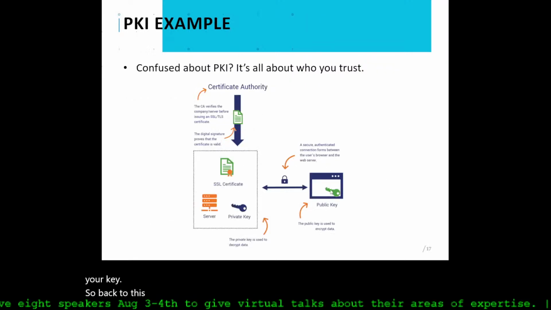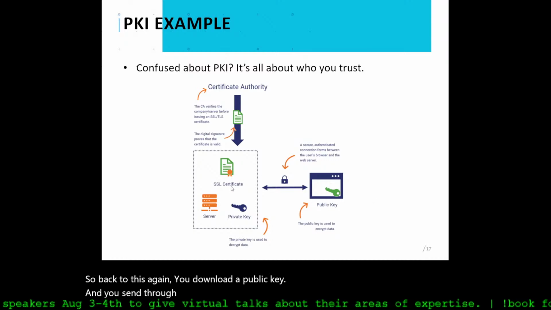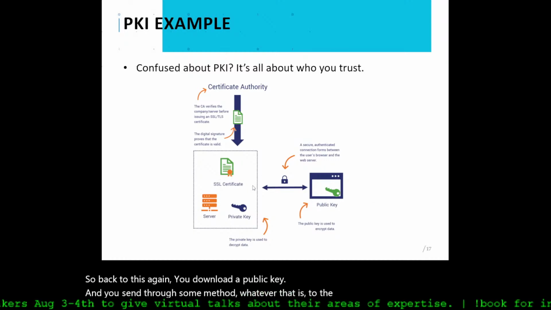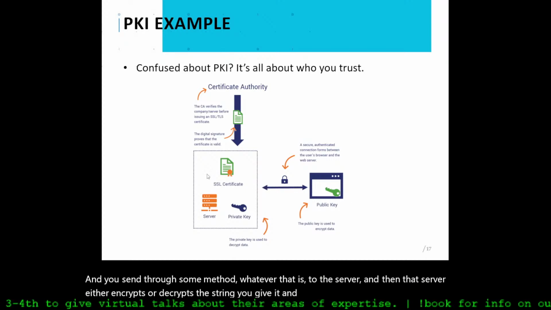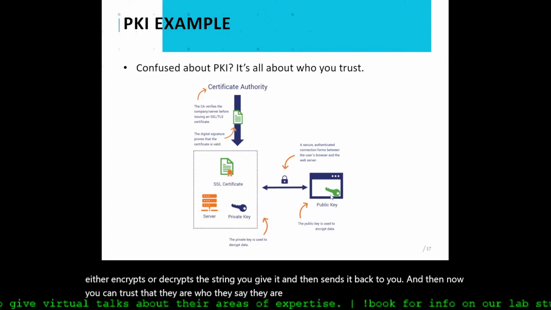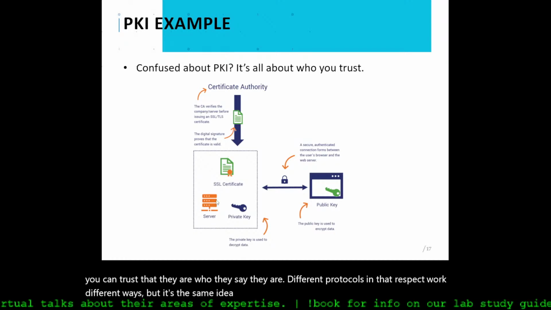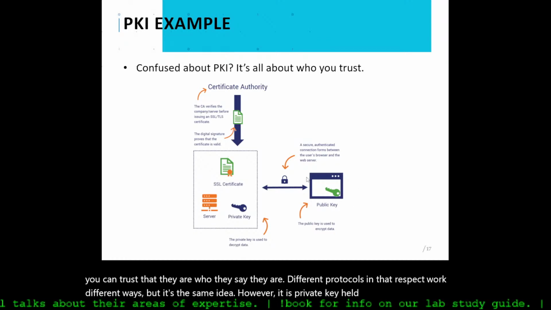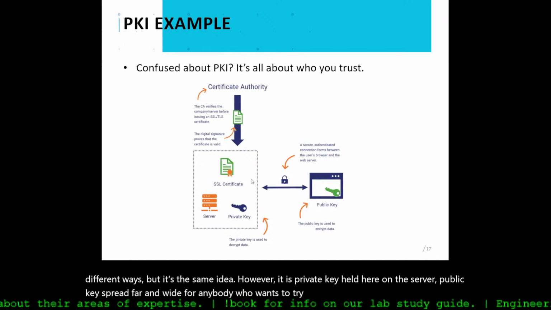You download a public key, and you send it through some method, whatever that is, to the server, and then that server either encrypts or decrypts the string you give it and sends it back to you, and now you can trust that they are who they say they are. Different protocols work different ways, but it's the same idea. Private key held here on the server, public key spread far and wide for anybody who wants to verify that that server is who they say they are.